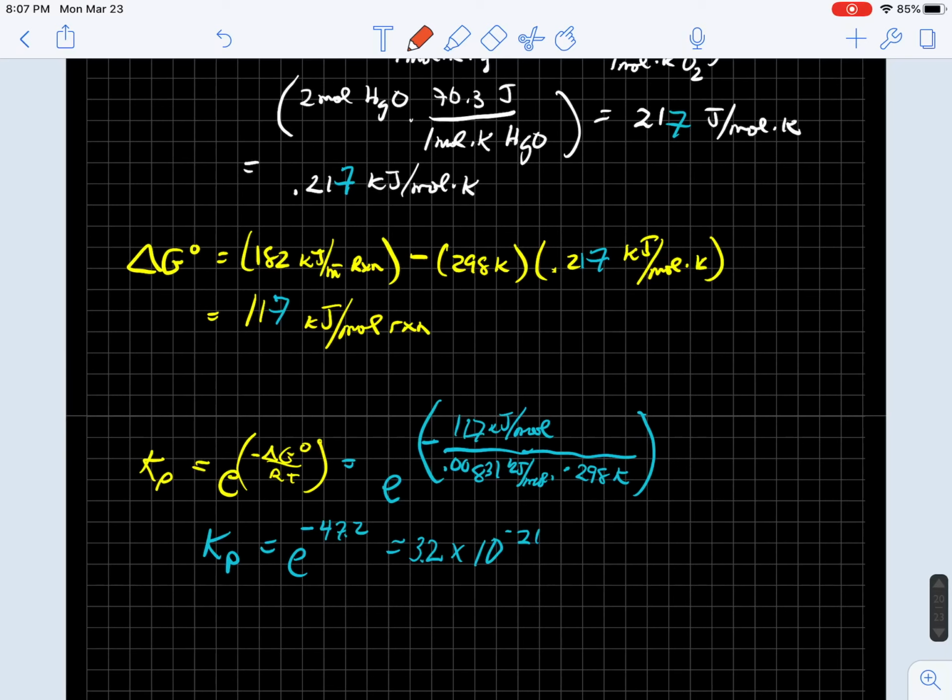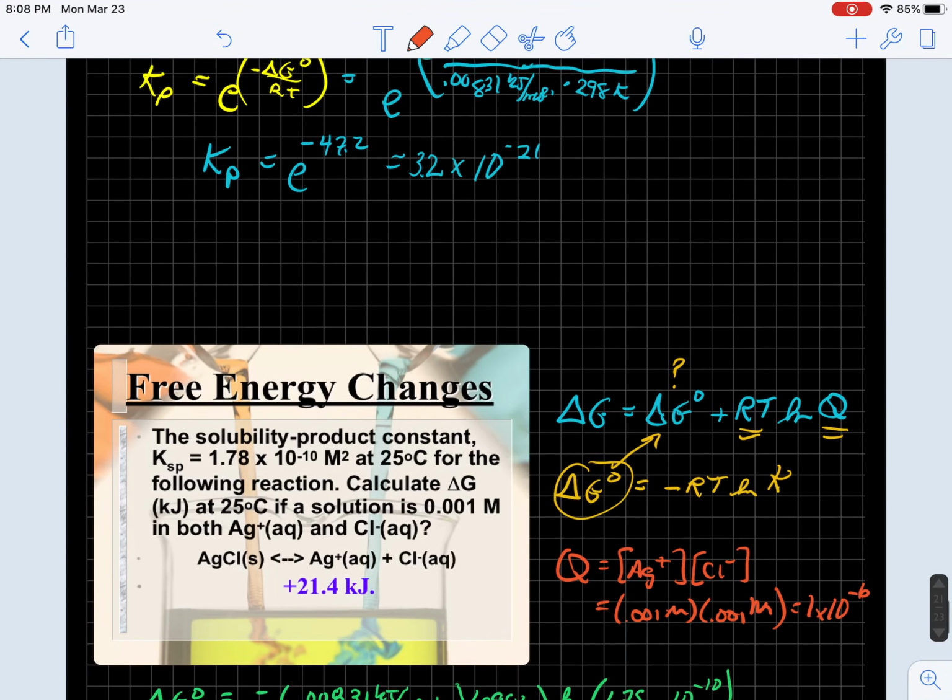Then I can go back and substitute it into Kp. But again, they got 2.9 times 10 to the minus 21. I got 3.2 times 10 to the minus 21. That has to do with the way the sig figs were applied. And they're very flexible on that sort of thing on the AP exam. So far as I'm concerned, we're good.